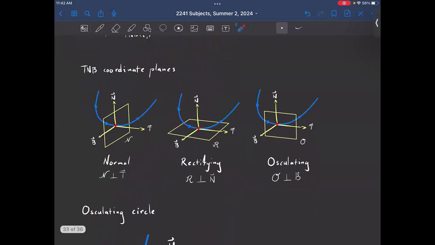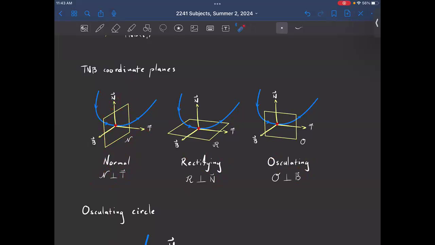Next, we have the coordinate planes in the TNB frame. So your Frenet-Serret frames are these 3. You have the normal plane, the rectifying plane, and the osculating plane, and they're all perpendicular to certain vectors. So I've written this out nicely. The normal plane, script N, is orthogonal to the tangent vector. And so it's in the plane of the normal and binormal vectors. You can think normal contains both normal and binormal, so normals.